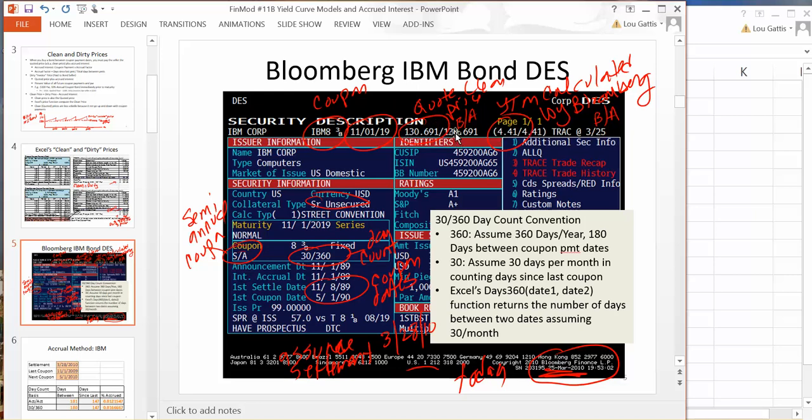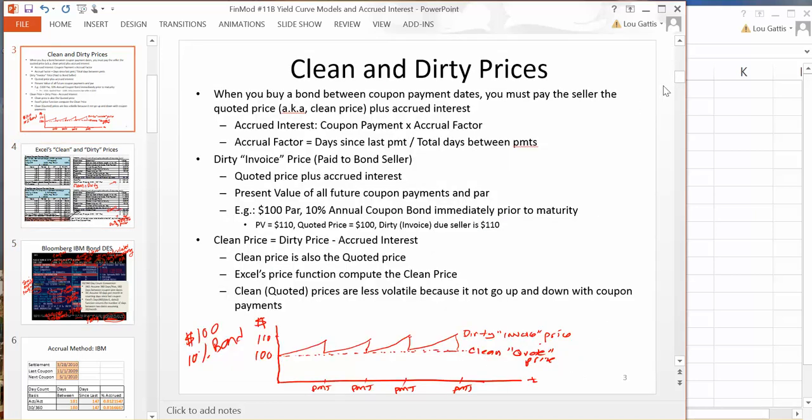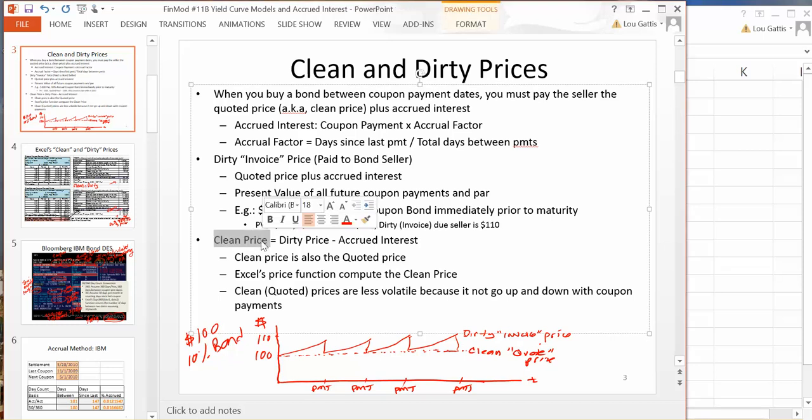When you go to actually buy the bond, you're going to pay a higher price because if you purchase bonds in between coupon payment dates, you actually owe some of the next coupon payment to the seller of the bond. So when you see a quoted bond price, we call that the clean price. It is the price excluding the extra interest we have to pay to the seller.